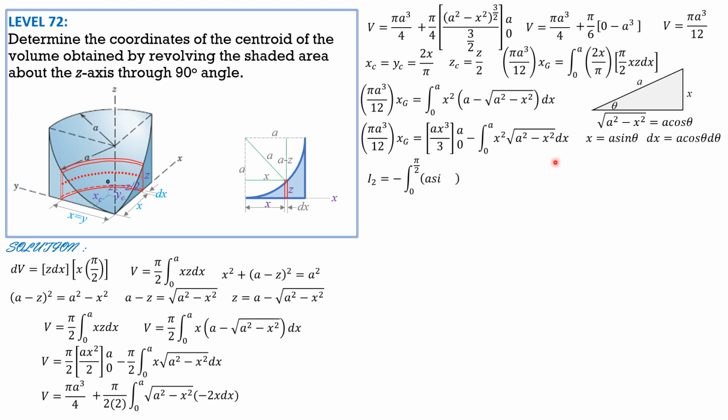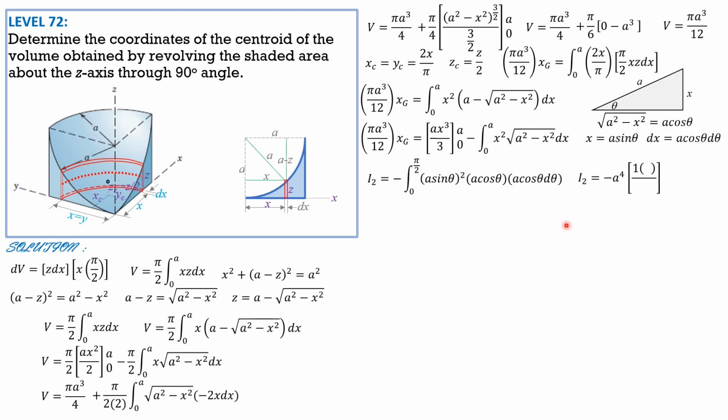So I2 equals this integral here, the negative integral from 0 to pi over 2, because when x is 0, theta is arcsine of 0, so 0. When x is a, a over a is 1, so arcsine of 1 is pi over 2. Change limits. So we have x squared, which is (a sine theta) squared. The square root of a squared minus x squared is a cosine theta, and dx is a cosine theta d theta.